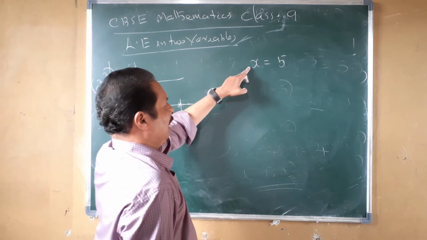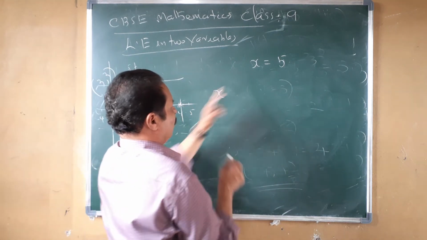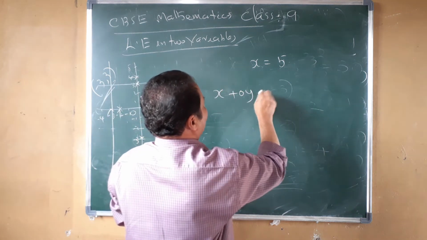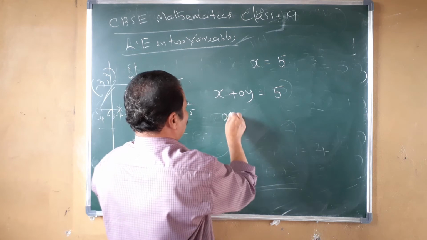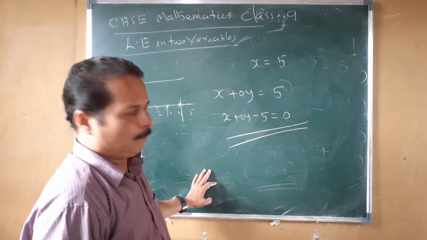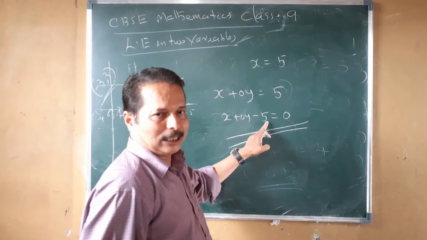That is, x equal to 5. There is no y, so 0y. So it is x plus 0y minus 5 equal to 0. Okay, ax plus by plus c equal to 0.